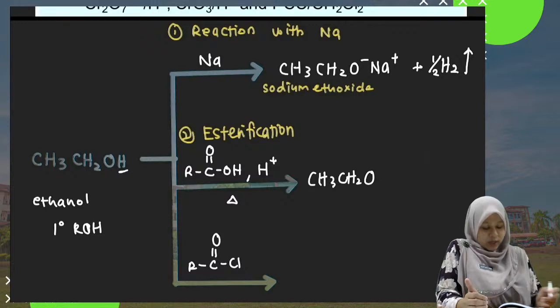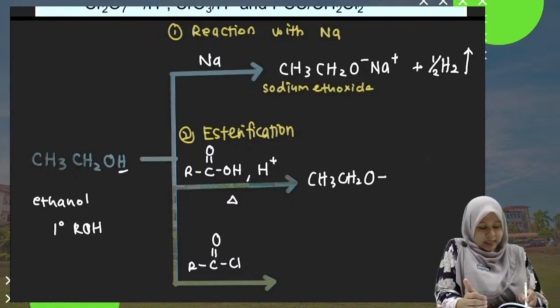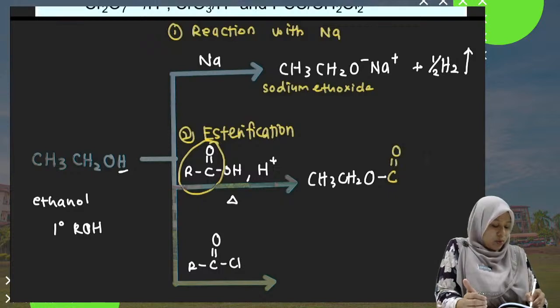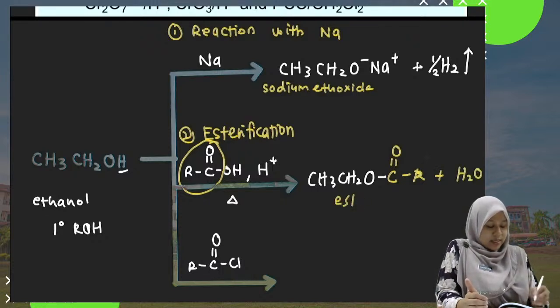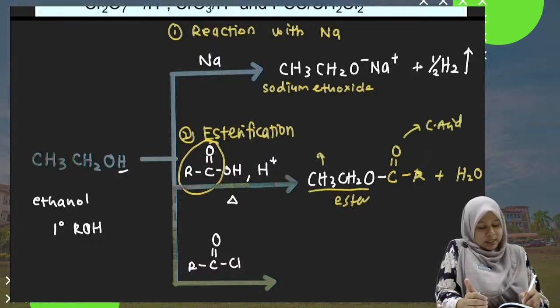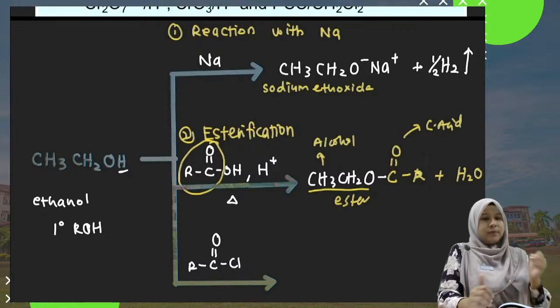Dia combine dengan OH. So dia akan combine dengan structure daripada carboxylic acid. So C double bond O R. R ni mewakili sebarang alkyl group lah, berapa banyak karbon pun. So plus dengan H2O sebagai side product. So yang ni nama dia ester. So yang warna kuning ni datang daripada carboxylic acid. So yang warna putih ni datang dia daripada alkohol.